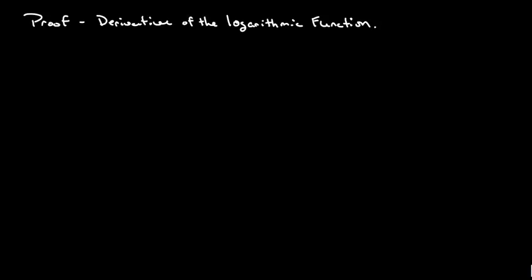So in this video we're going to show how you can prove the derivative of the logarithmic function, and we're going to use implicit differentiation to do this. So watch. Let's say we've got a function y and it's equal to the natural log of x, just like that. Okay. Now we know that we can rewrite this in exponential form like this.